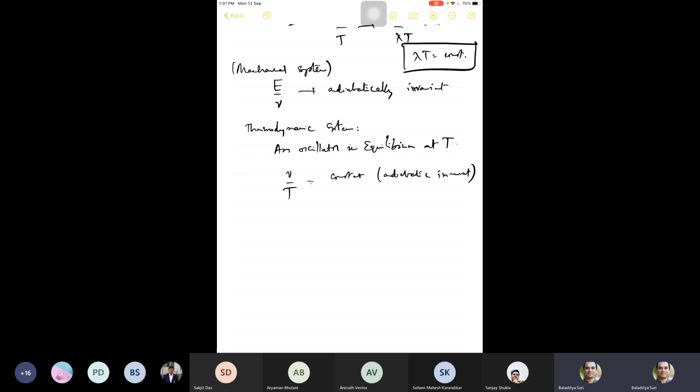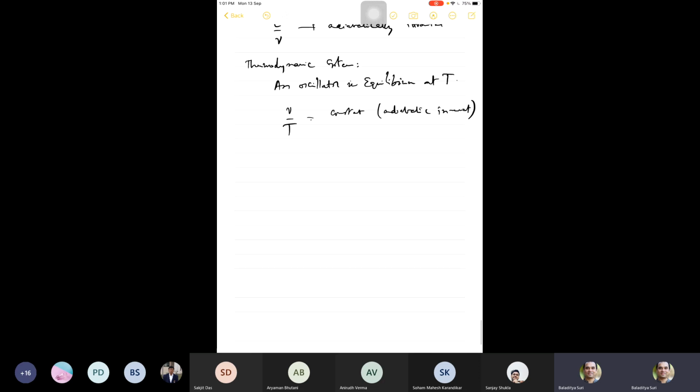So what Wien conjectured was that these two adiabatic invariants are related to each other by E by nu should be equal to some function of nu by T. Obviously, E by nu and nu by T are dimensionally different, so they cannot be equal exactly. But he said that these are two adiabatic invariants of the same system.